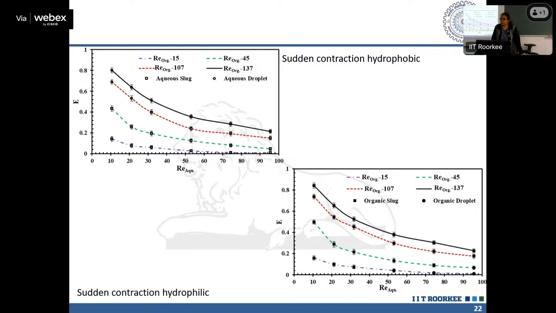Any other? In a single, yes, it is very much possible. And in fact, this is the motivation for our work, to do it separately. If you go back to the literature, we have found that researchers have used a series of sudden contractions and sudden expansions in order to enhance either mixing, mass transfer or reaction.